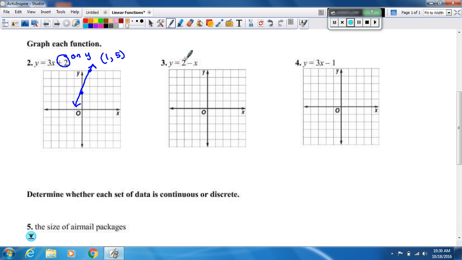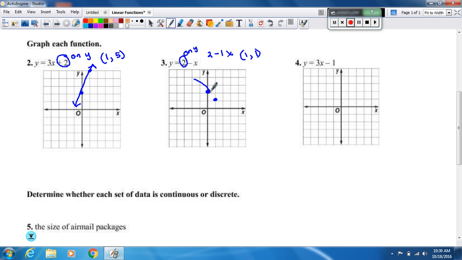So again, this is like 2 minus 1x, so we're going to need that in a minute. But the 2 is the number that doesn't have the letter attached. So that's on the y-axis. 2 on the y is right here. And then you make a point, always use 1, and then 2 take away 1 is 1. So that is 1, 1.